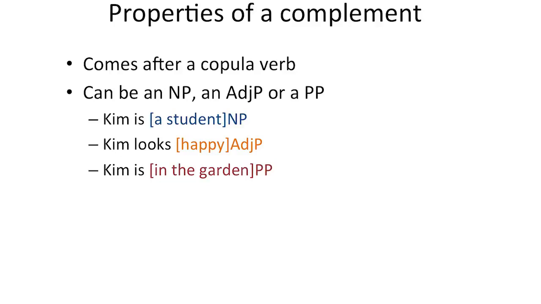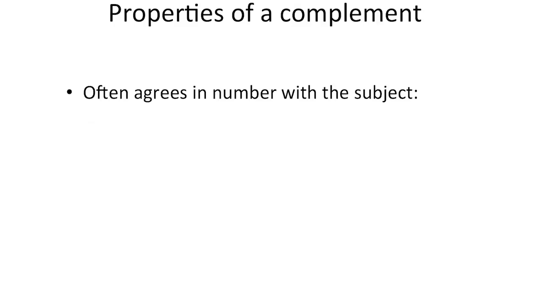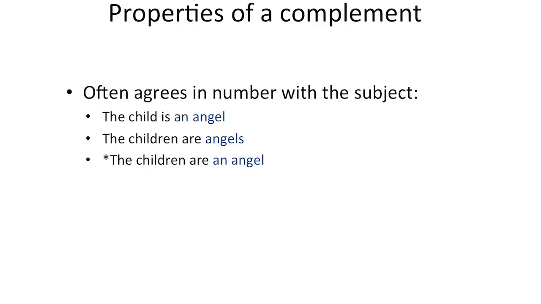A complement can be a noun phrase, or an adjective phrase, or a prepositional phrase. And this sets it apart from an object, because an object can only be a noun phrase. A complement noun phrase often agrees in number with the subject. So if the subject is singular, as in the child, the complement will usually be singular too. The child is an angel. But if the subject is plural, the complement is also plural. We say the children are angels, not the children are an angel.